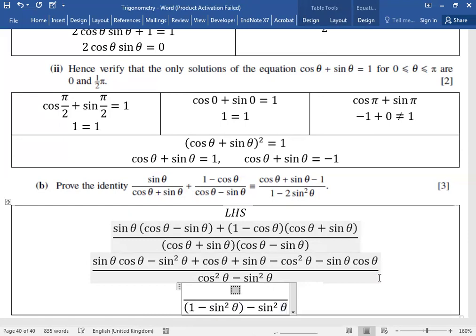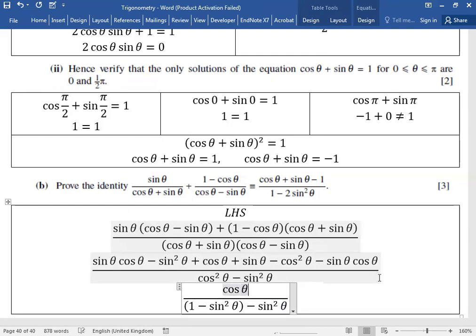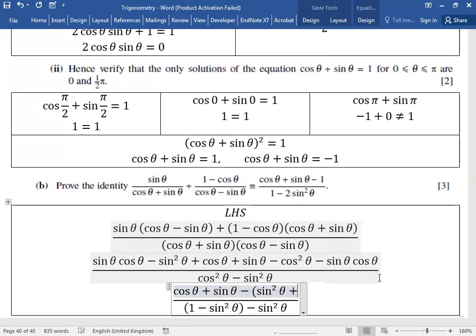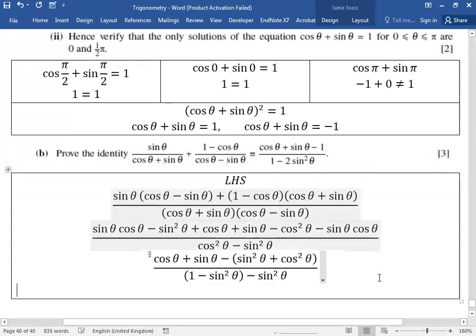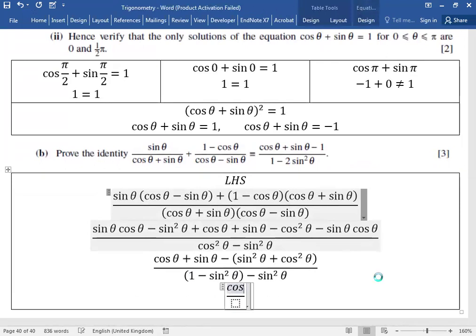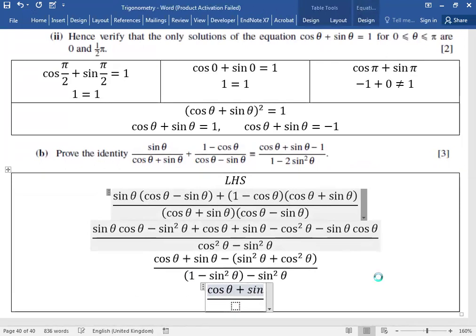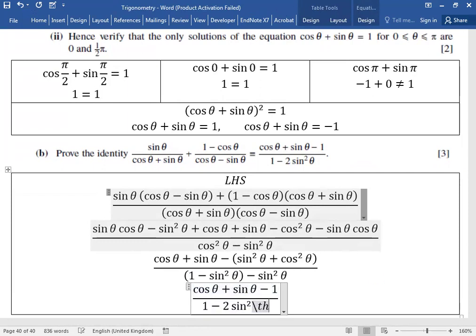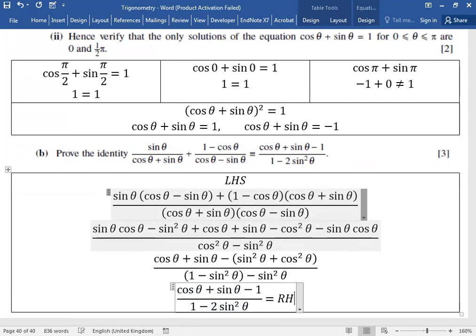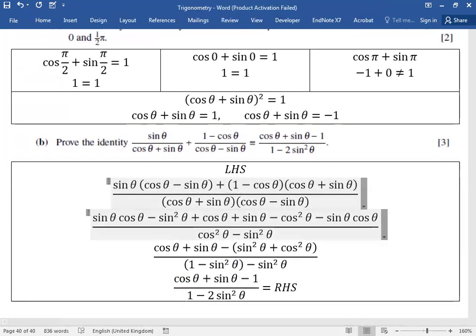What about the numerator? What am I left with? Cos theta plus sin theta minus, common ले लिया, and sin square theta plus cos square theta. Is that right? Which is 1. Cos theta plus sin theta minus 1 upon 1 minus 2 sin square theta. So this is how we prove this identity.